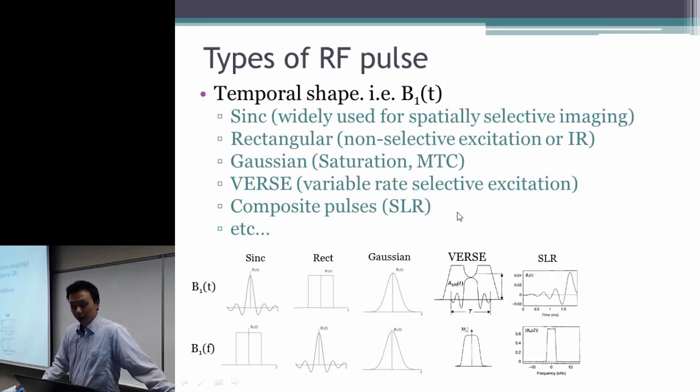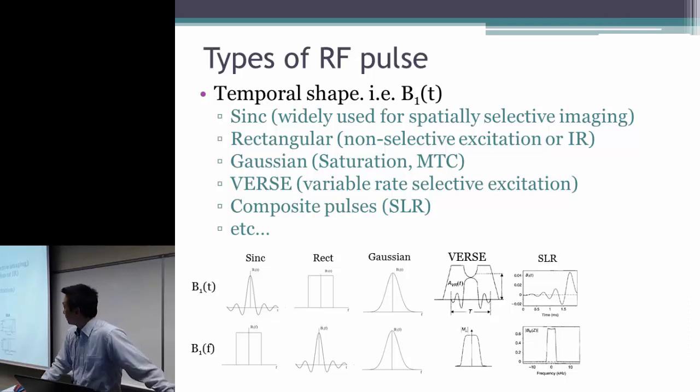Okay, so if we look at the RF pulse from its temporal shape, which is the B1 field it generates, we can divide them into different types too. The most widely used is the sinc pulse, because it can generate a rectangular shape of the frequency response. That means the frequency response it generates is relatively homogeneous. So it's widely used for spatially selective imaging, like 2D imaging or even 3D imaging. There is also the rectangular RF pulse.